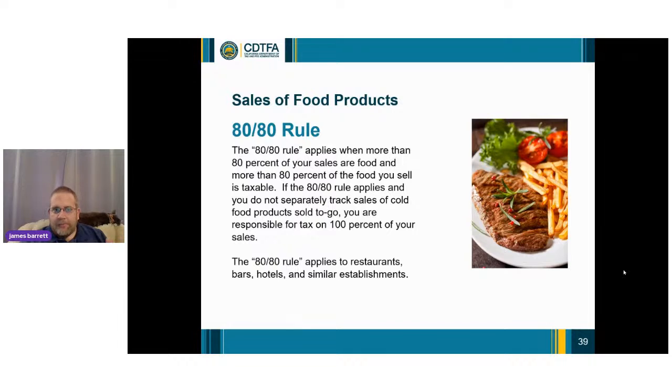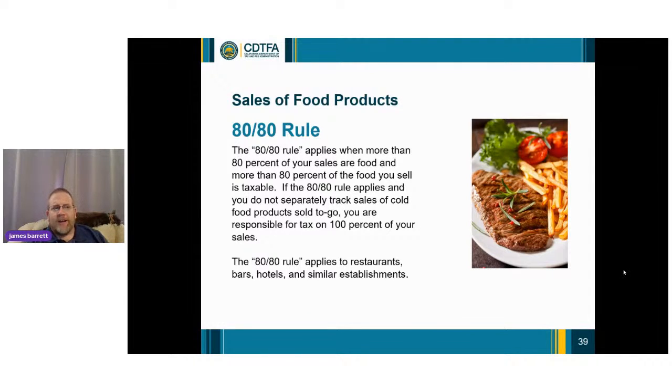Obviously, this is all over the map. It can be kind of difficult for some people. So we have what we call the 80-80 rule. This is supposed to be an out for businesses where this doesn't make sense. What happens with the 80-80 rule is if 80% of everything you sell is food and 80% of that food is taxable, then you tax everything. You can just go ahead and tax everything. Make it easy. There's no 20-20 rule where you get out of paying taxes, sorry. But the 80-80 rule is your way to simplify this. Think of a McDonald's.